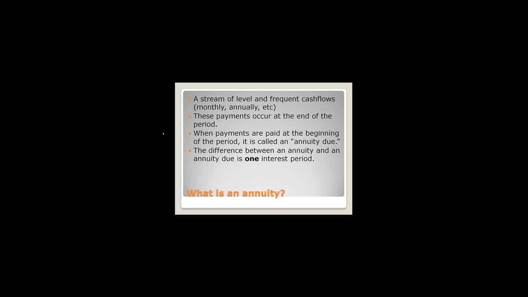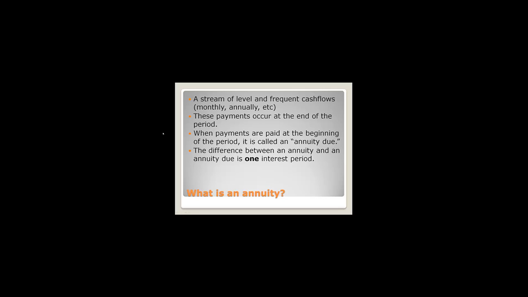Okay, so let's start it off with just a basic identification of what an annuity actually is. It's a stream of level or frequent cash flows, monthly, annually. Those are the 2 most common. Sometimes they can be weekly, but these annuity payments always occur at the end of the period. And what do I mean by that? Well, if it's a monthly annuity, then the payment's going to be received on the 30th or the 31st. If it's an annual annuity, it's going to be received on December 31st.